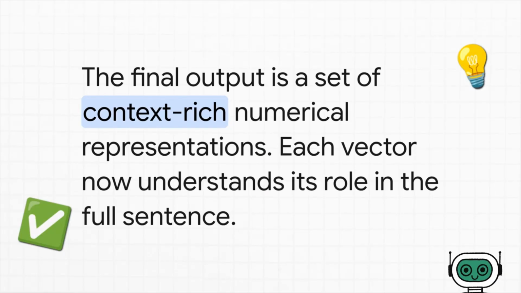So, after a sentence has passed through this whole stack of encoders, what do we have? We have a set of vectors. Each one still corresponds to an original word, but now it's been transformed. It's packed with a rich understanding of its own meaning, its position, and its connections to the entire sentence.